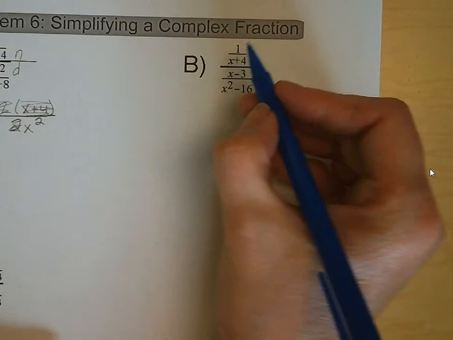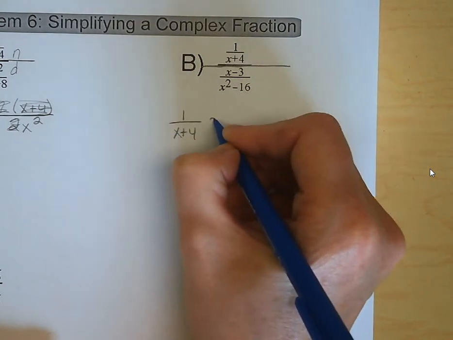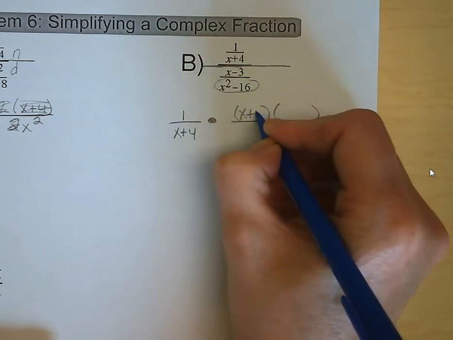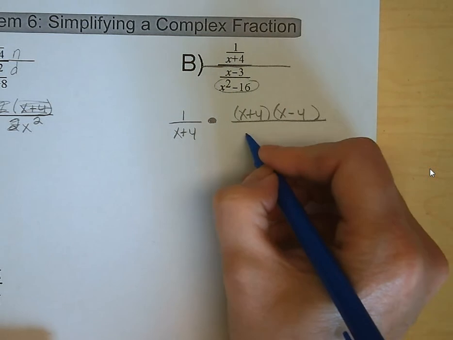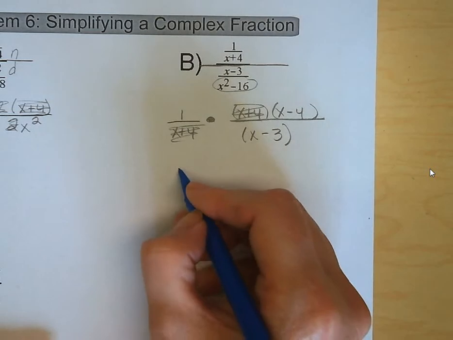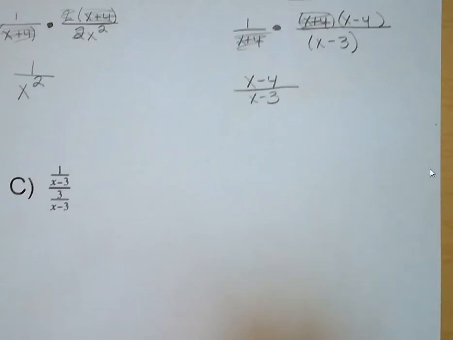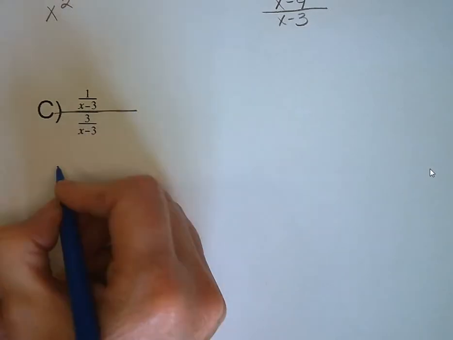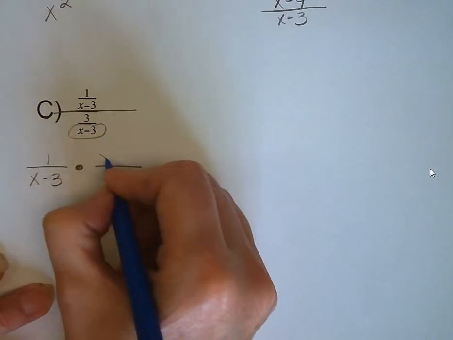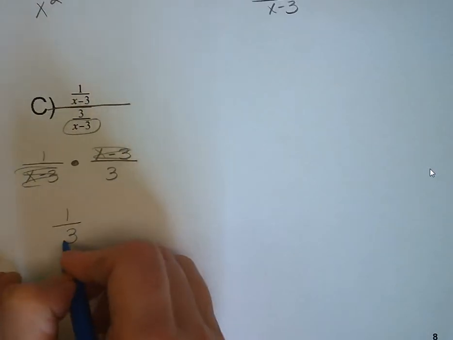All right, now we've got letter B. Rewrite our first part, 1 over x plus 4 times the quantity x squared minus 16, difference of perfect squares, x plus 4, x minus 4, over x minus 3. One of our x plus 4's cancel out, and we're left with x minus 4 over x minus 3. Letter C, 1 over x minus 3. Change the operation, flip the fraction, x minus 3 over 3. The x minus 3's are going to cancel out, and it reduces to 1 over 3.